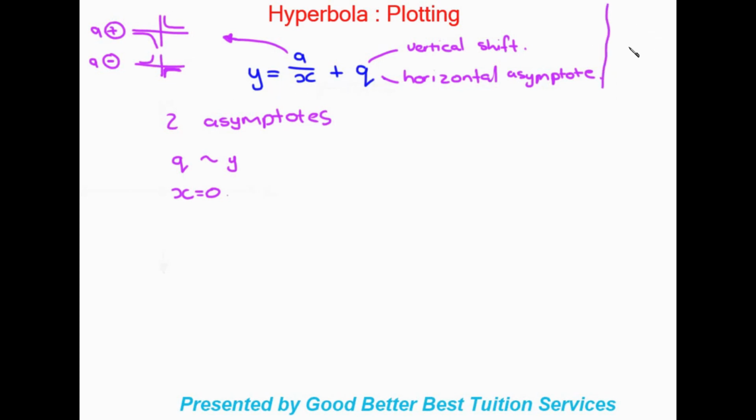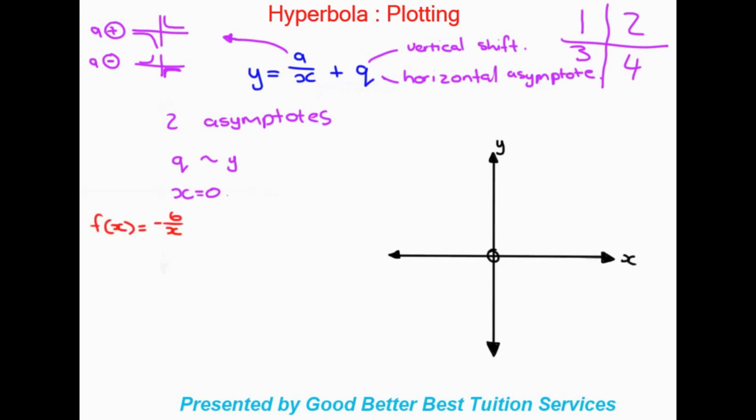Just to keep that in your mind, this is quadrant 1, quadrant 2, quadrant 3, and quadrant 4. Now if we have a look at our first example over here, we have f of x is equal to minus 6 over x.